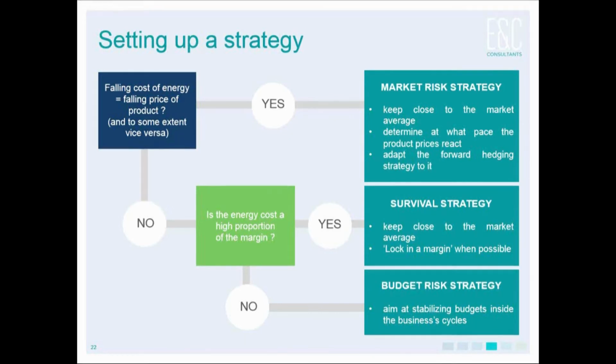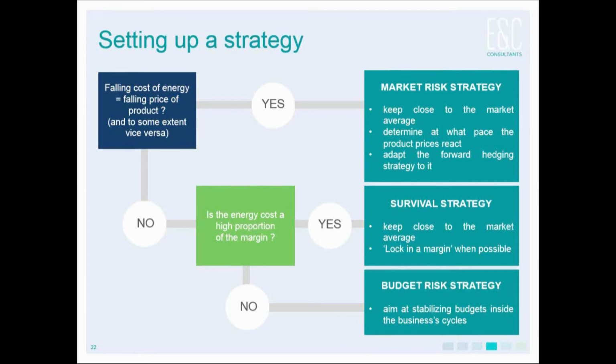It isn't down to the risk appetite or lack thereof of the board members on how you should buy your energy. It really comes down to what energy price volatility does with the bottom line of your company. So you have to ask yourself the first very important question. If the cost of energy is falling, does that lead, with or without lag times, to a falling price of the product that I produce?